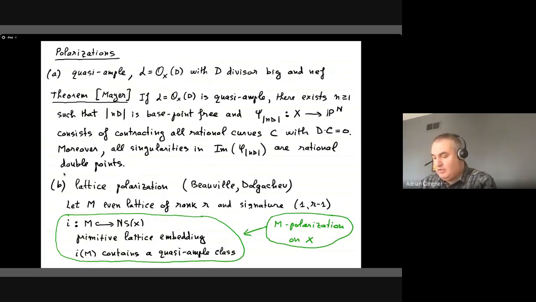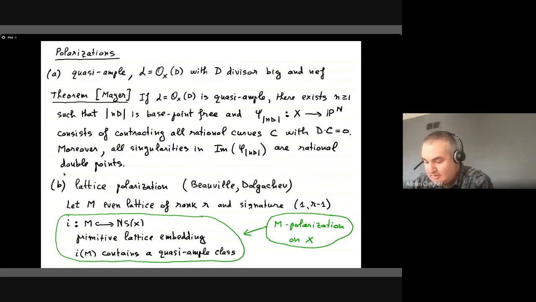So let me talk a little bit about polarizations. Usually in algebraic geometry, when we say polarization, we usually refer to just one line bundle that we fix on the variety we're looking at. In the case here, the most common such situation would be to consider what's called a quasi-ample polarization, which would mean essentially a line bundle determined by an effective divisor that is big and nef.